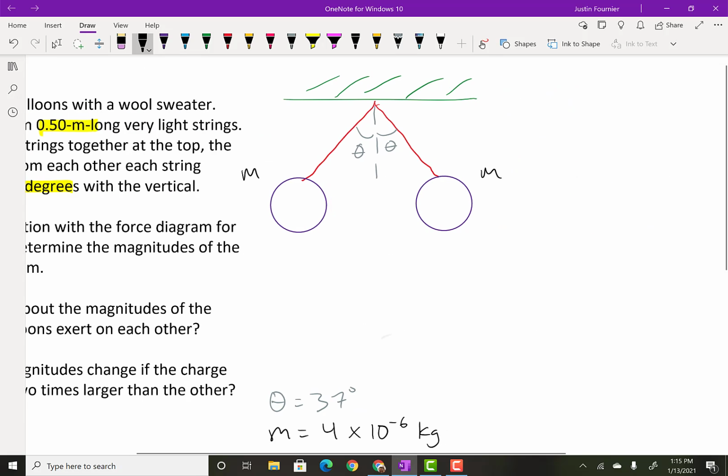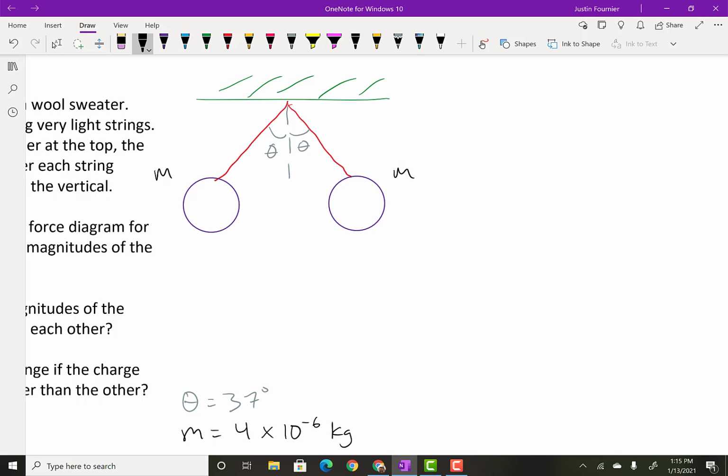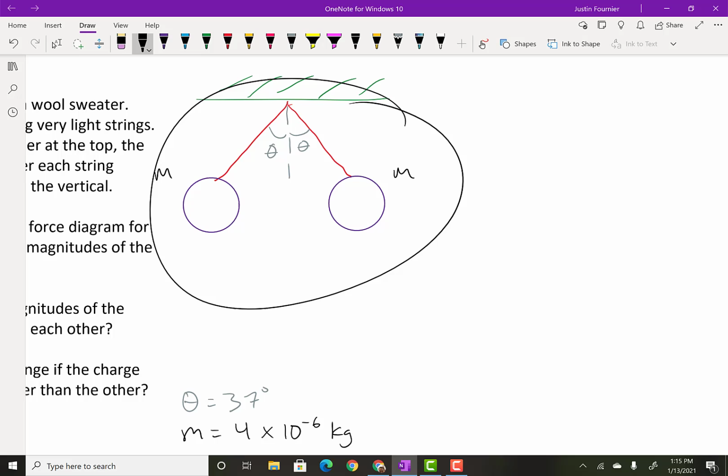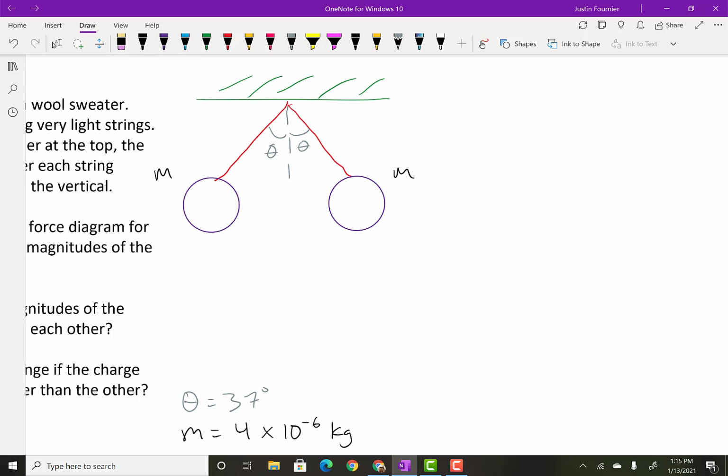Well, I drew this right here. I just drew kind of an idea of what is going on here. I'm going to draw a force diagram for just one of these, and I'll draw it over here. I'm just going to do this one right here. And so that's going to be drawn over here. The balloon is the dot. So the balloon right there.